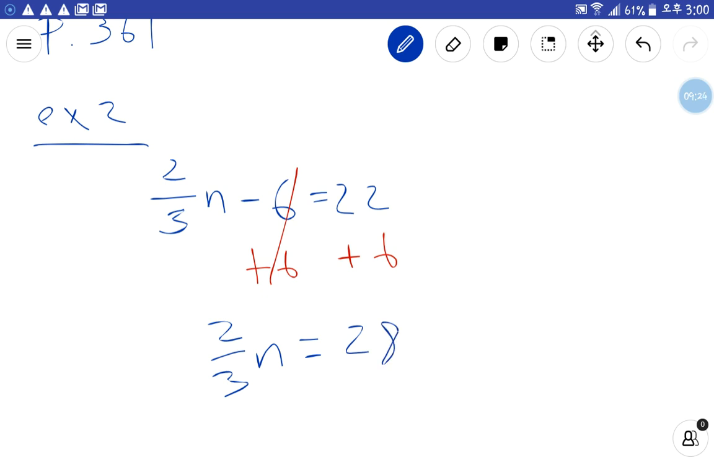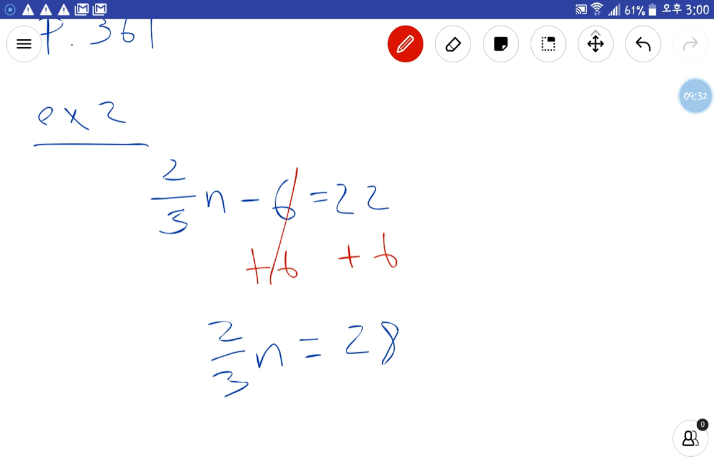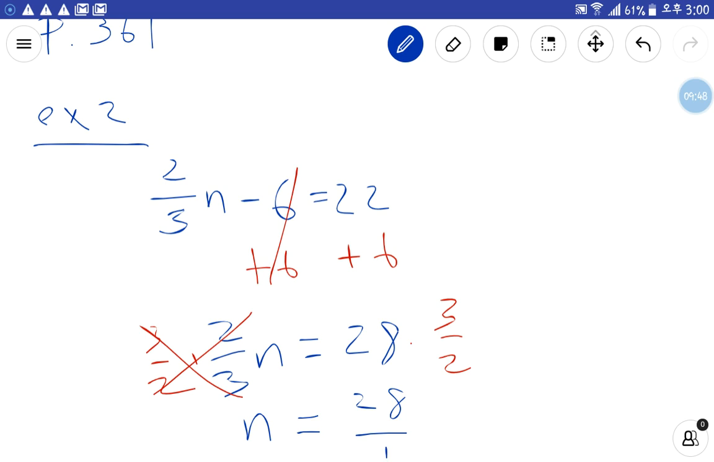Now, my goal is to get rid of 2/3. How can I get rid of 2/3? Think about the reciprocal of 2/3, which is 3 over 2. You just multiply 3 over 2 on each side so that I can cancel those out. And my answer would be n this time. And I have 28 times 3 over 2. So 28 can be written as 28 over 1 and then times 3 over 2.